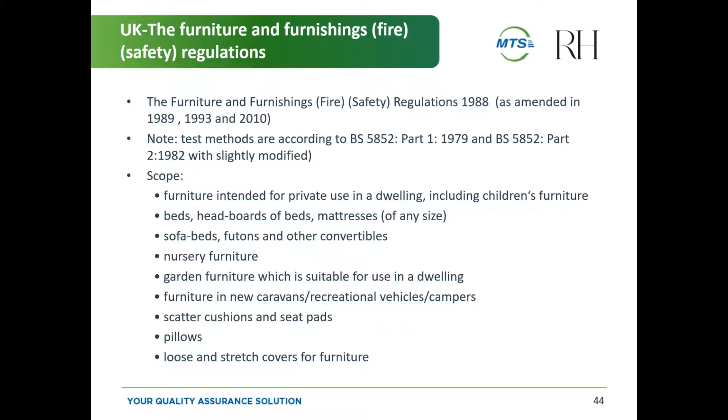More details on the furnishings and the scope: it is essentially furniture intended for private use in a dwelling, including children's furniture, beds, headboards, mattresses, sofa beds, futons, nursery furniture, some garden furniture if it can be used within a dwelling, and then new caravans, recreational vehicles, and campers. If any of your furniture is being used in those types of items, these standards will also apply, as well as pillows and stretch covers for furniture.